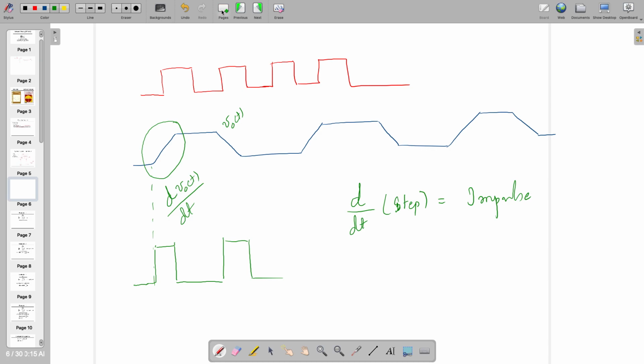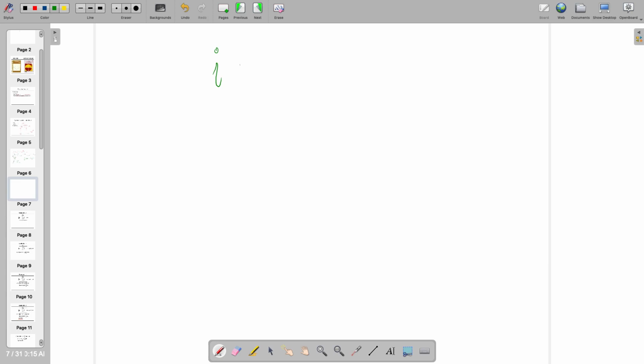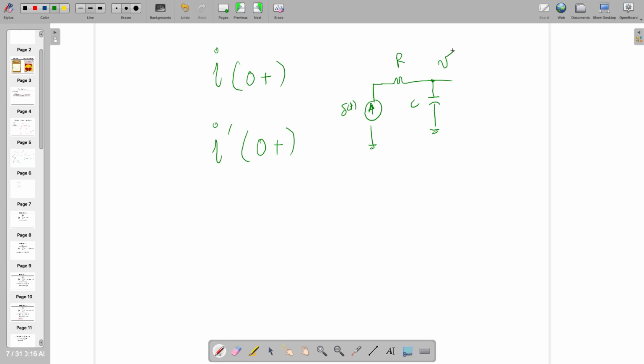Do you remember how to find out i(0+), i derivative at 0+? You remember last time we did it, right? If there is a circuit which looks like this one, and I'm applying here delta of t, which is in the form of current, then what will be i(0+)? Assume that this is V.